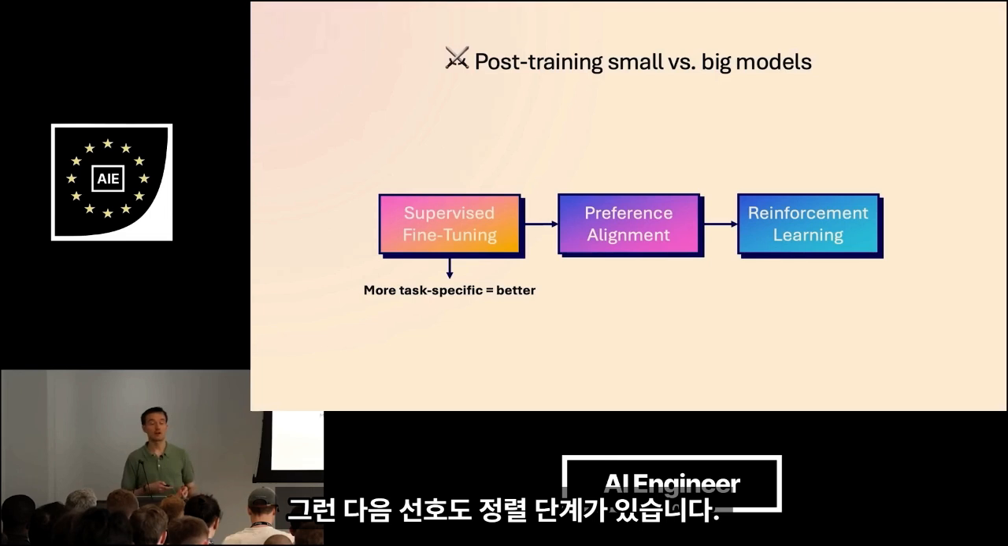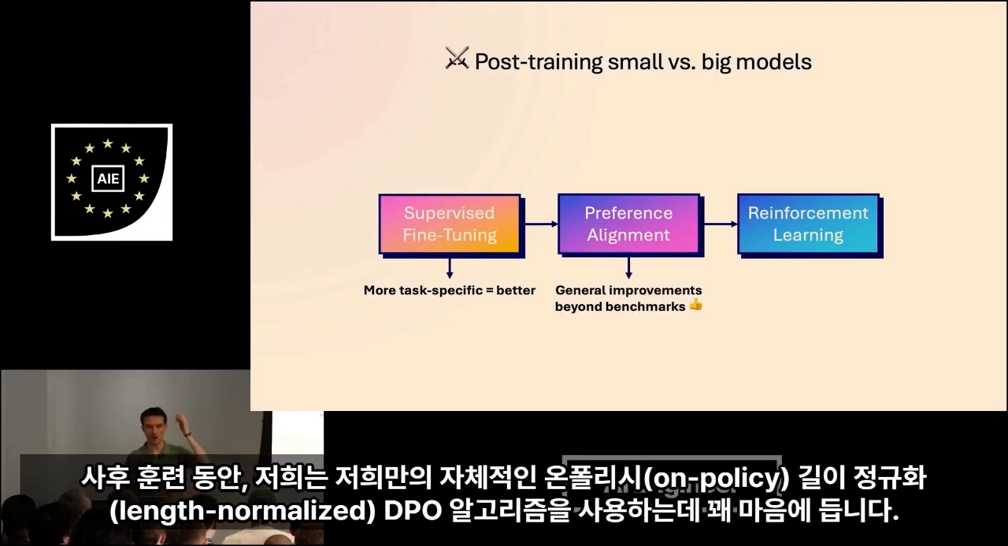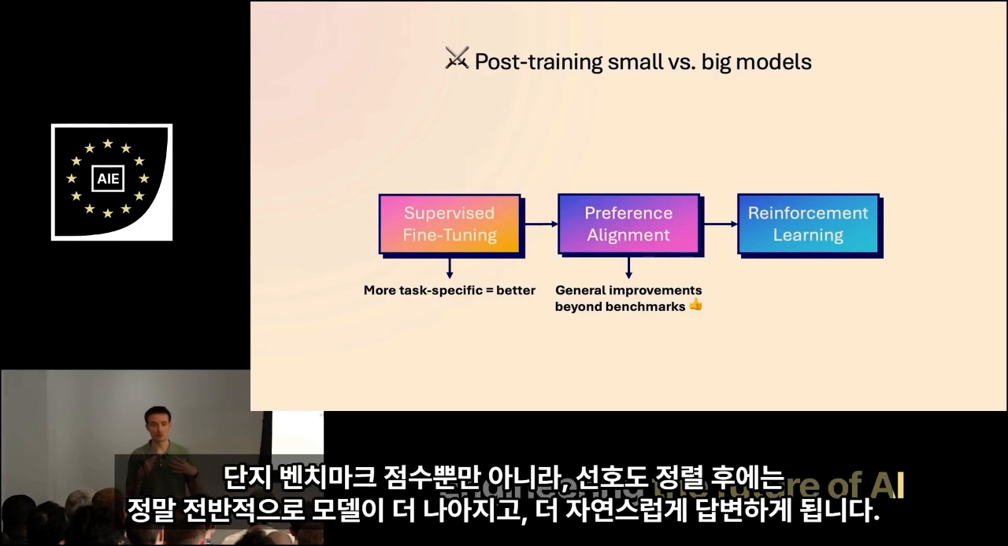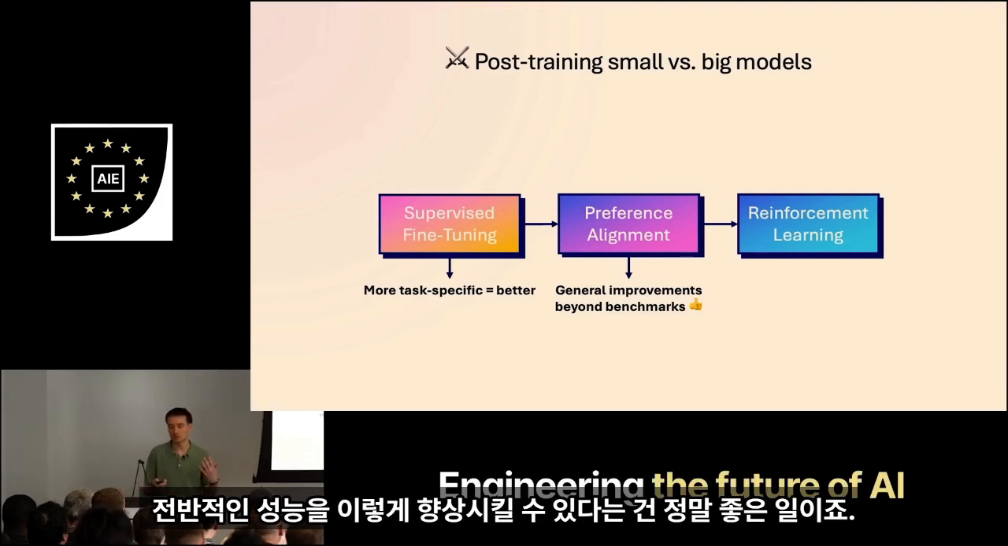Then we have preference alignment. During post-training, we have our own on-policy length normalized direct preference optimization algorithm that we quite like. Preference alignment is very nice because it brings you general improvements. It's not just about benchmarks. Overall, after preference alignment, the model is better, it sounds better, and it's really nice to be able to just improve it overall.